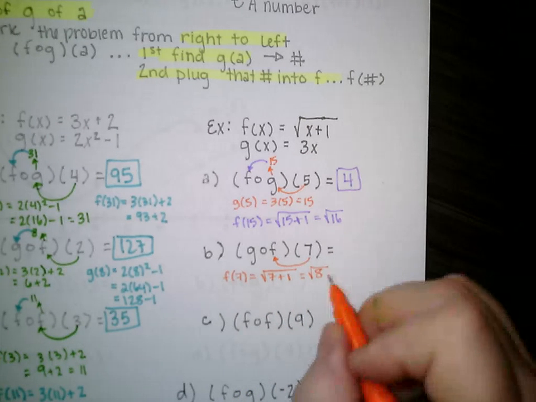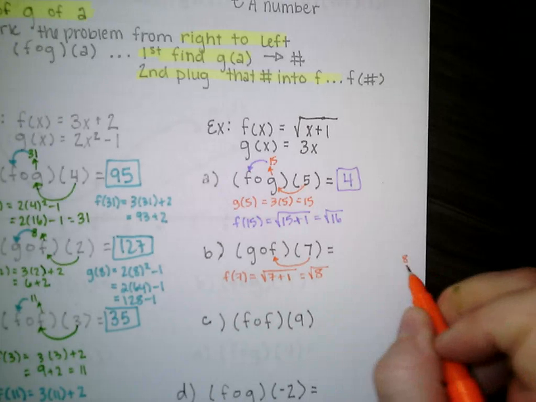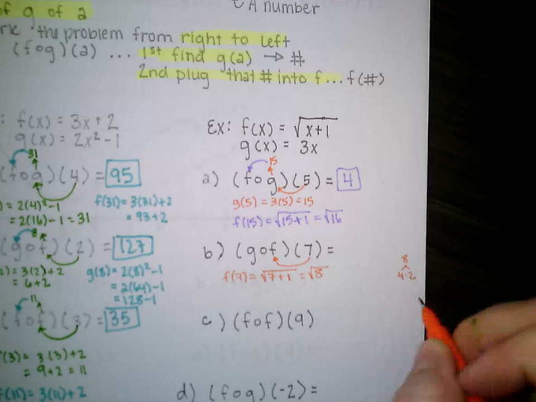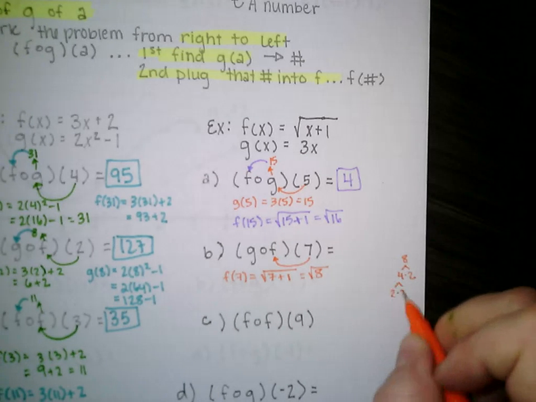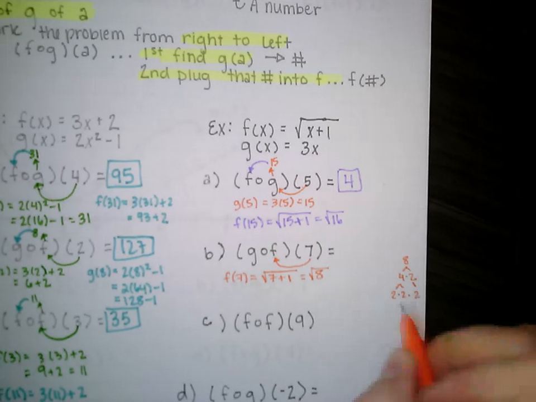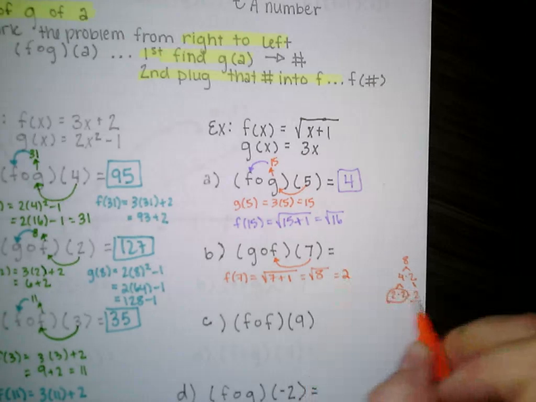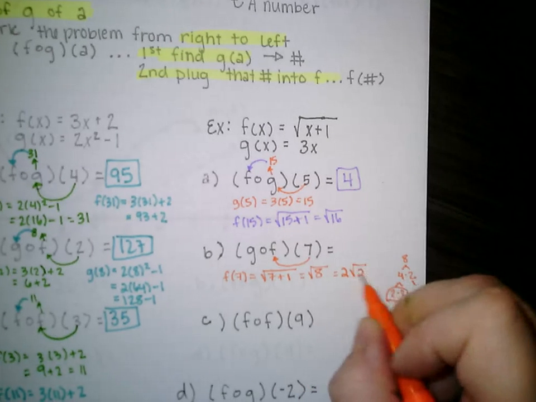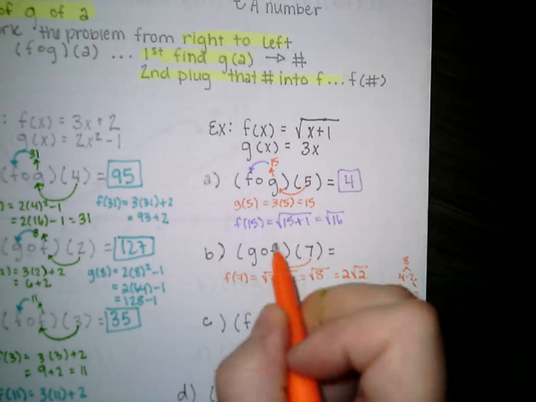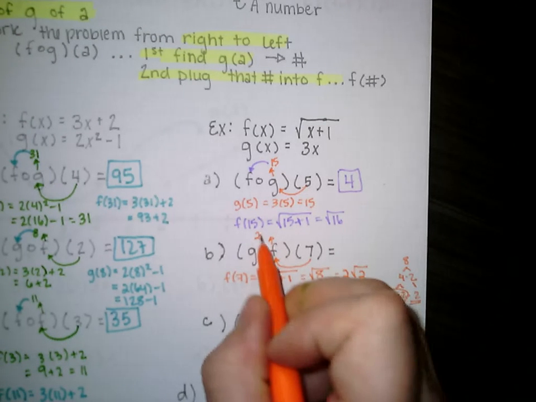Square root of 8 simplifies because 8 is 4 times 2. So we got 2 times 2 times another 2. That pair of 2's goes out. The single 2 stays in. So 2 square roots of 2. So our output is 2 square roots of 2.